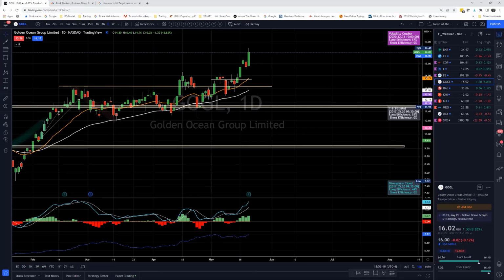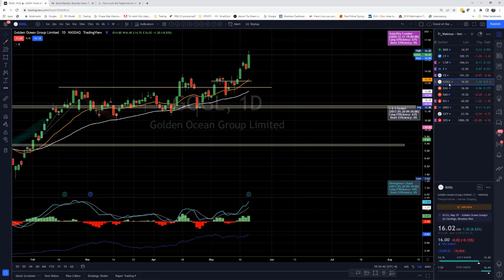And we wanted to go in here, Google, it's not Google, it's Golden Ocean Limited. The reason I didn't go in here is because I realized they had earnings, and we do not play when it's too close to earnings, because the stock can behave very, very strange. And therefore, we're not going to do it once there's earnings. I'll keep it on the watch list.